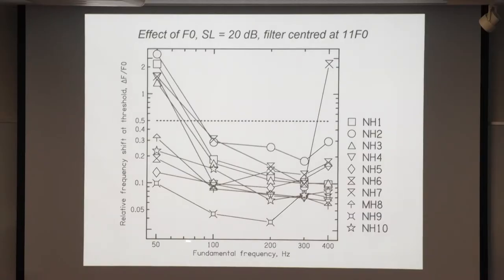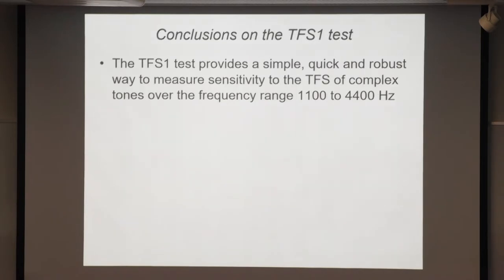But for these mid-range fundamental frequencies from 100 up to 300 hertz, all normal hearing subjects could do the task with the filter centered at the 11th harmonic. So we think that this test provides a simple, quick and robust way to measure sensitivity to TFS of complex tones, when the components fall in this mid-frequency range from about 1100 to 4400 hertz.